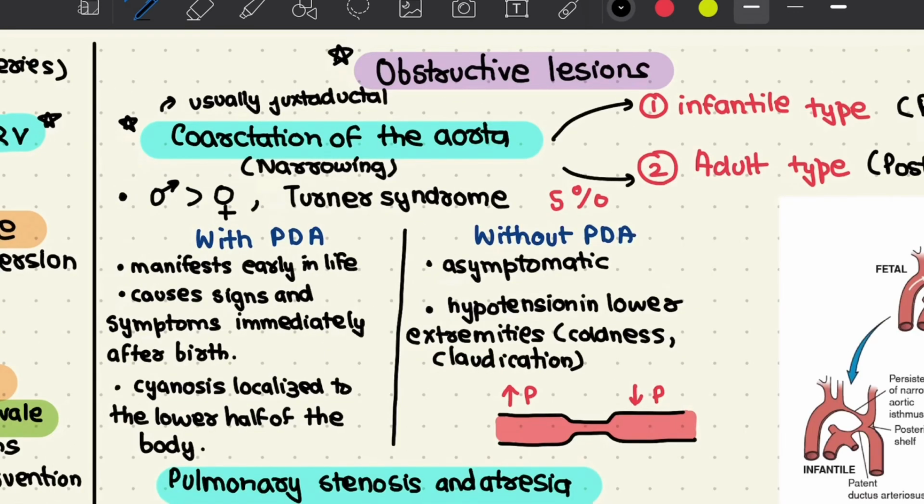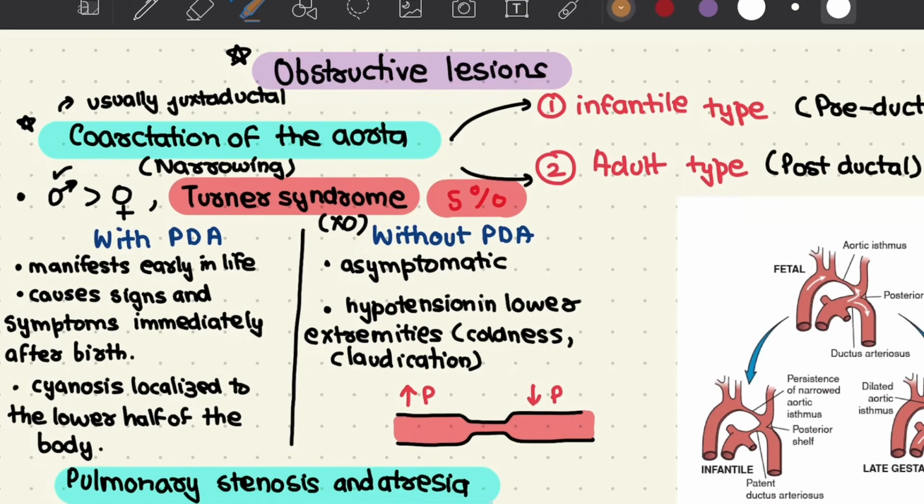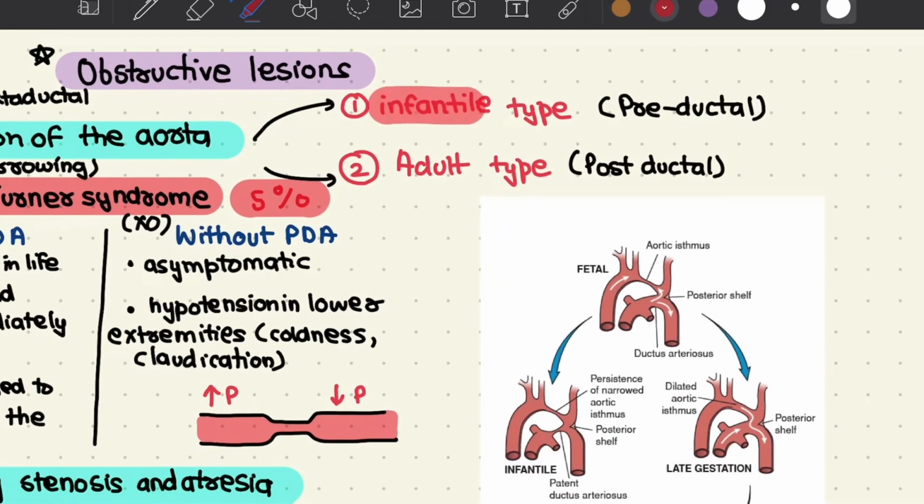Coarctation of the aorta ranks high in frequency, and it constitutes about 5% of all CHDs. It is much more common in males, and interestingly, it is also common in phenotypic females who have Turner syndrome, XO. So there are two types of coarctation of the aorta. We have an infantile type and we have an adult type.